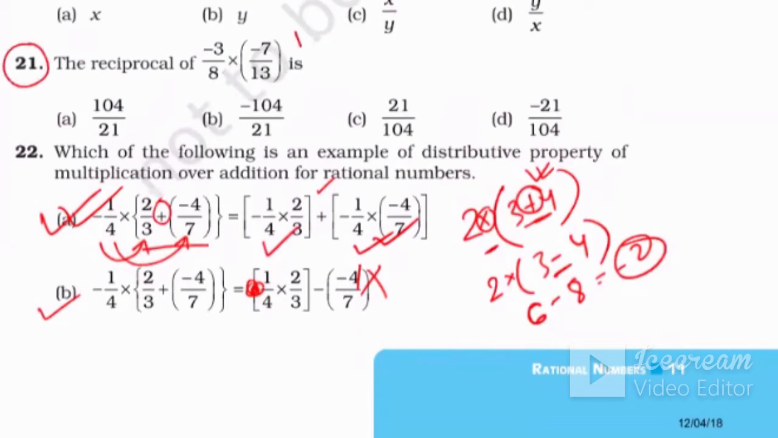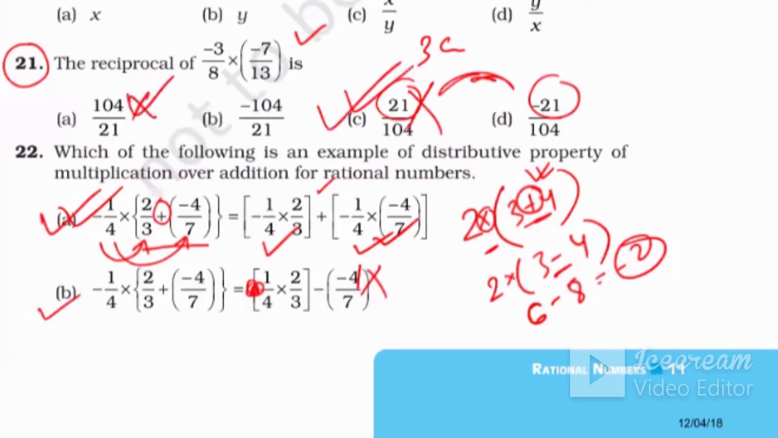The reciprocal of this is... Anyone fast? 3 second question. 7 times 3 is 21. Plus or minus? This or this? C. Yes, C is the correct answer. Why C? Reciprocal. This is not minus. This one is correct. Reciprocal means 21 will come downside, not minus plus.